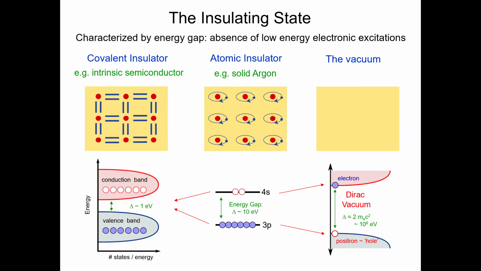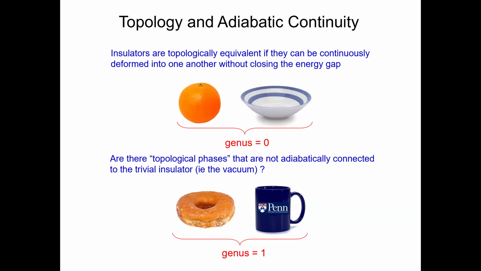I want to elevate this idea to a principle to state that insulators are topologically equivalent if they can be continuously deformed into one another while staying an insulator the whole time. The question that poses for us is whether there are insulators which are different. I want to describe those insulators, and this is what I talked about yesterday, but I want to describe them on a little bit deeper level.